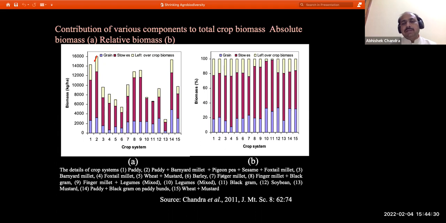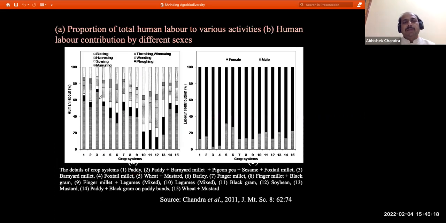You can see here the first crop is only paddy. It is pure culture, monoculture. But in the case of the second, it includes paddy, barnyard millet, pea, sesame, and foxtail millet. Similarly, when it is foxtail, wheat, and mustard, and in the irrigated, it is again high in the case of paddy plus black gram and mustard and wheat. So we found in both cases that mixed cultivation, where much more agrobiodiversity is present, is very beneficial in terms of biomass.